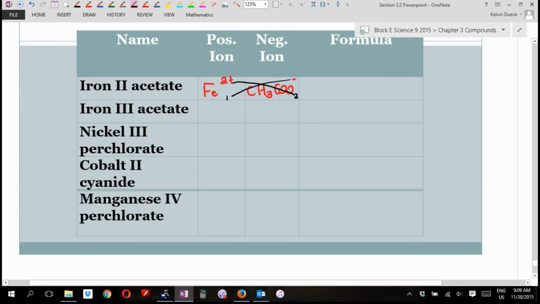Meanwhile, Cole, I think when I crisscross, it's going to be Fe, one of them, and then C2H3O2, two of them. There's iron 2 acetate.